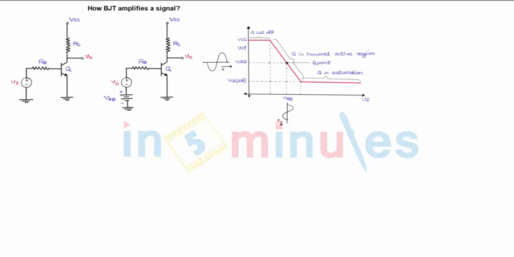Now we have seen different applications of BJT. It can be operated as a switch, an amplifier, and it can be used in integrated circuits. We have seen the transistor as a switch. Now we'll see how the transistor amplifies the signal.